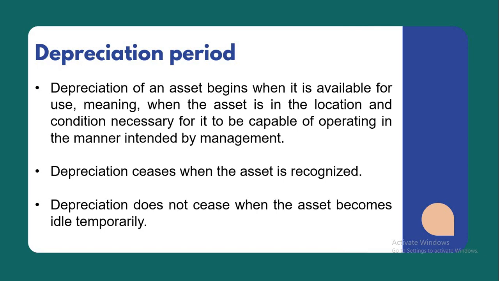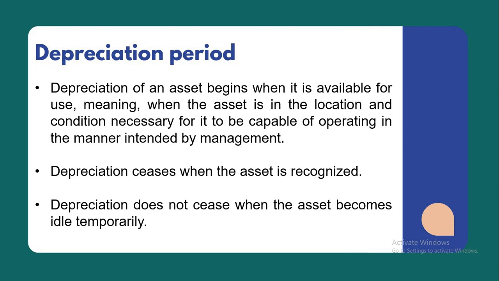Now, depreciation period. So when will this depreciation start and end? Depreciation of an asset begins when it is available for use, meaning when the asset is in the location and the condition necessary for it to be capable of operating in the manner intended by the management. Again, the depreciation will start when the asset is already available for use, even if for the meantime you are not yet using it, as long as the status of the asset is already available for use.